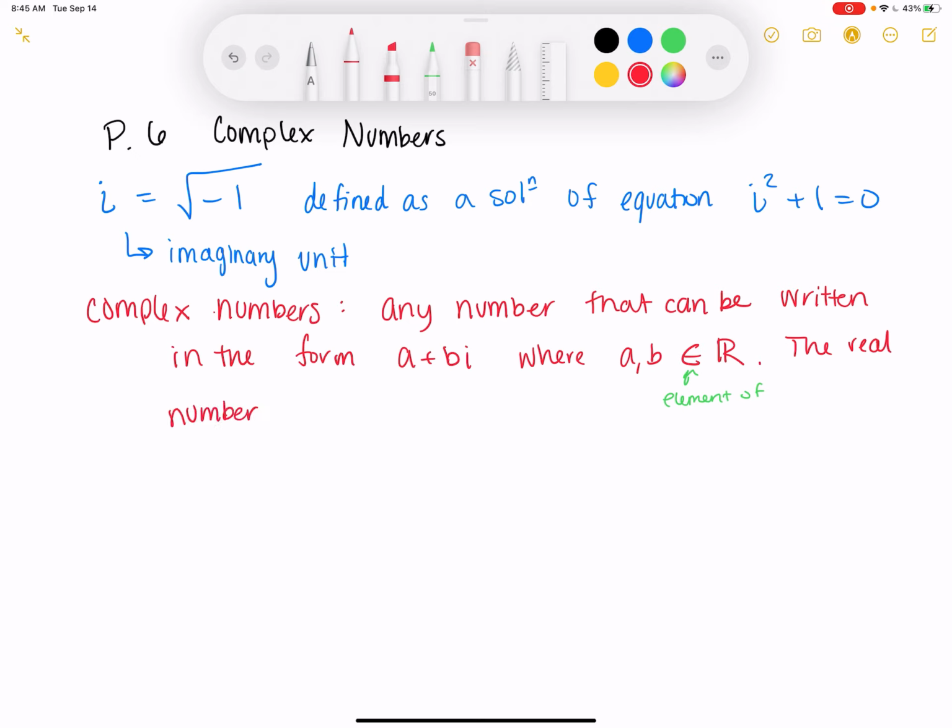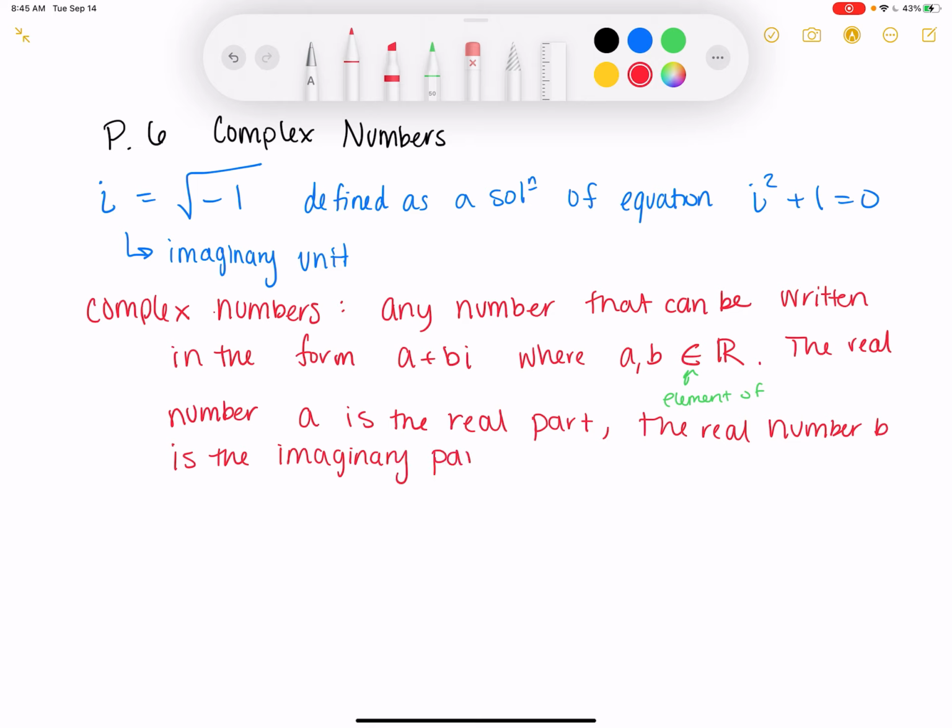The real number A is the real part. Surprise, surprise. The real number B is the imaginary part. It's got an I. See? It's not that bad. We got it, guys. And a plus bi is standard form.